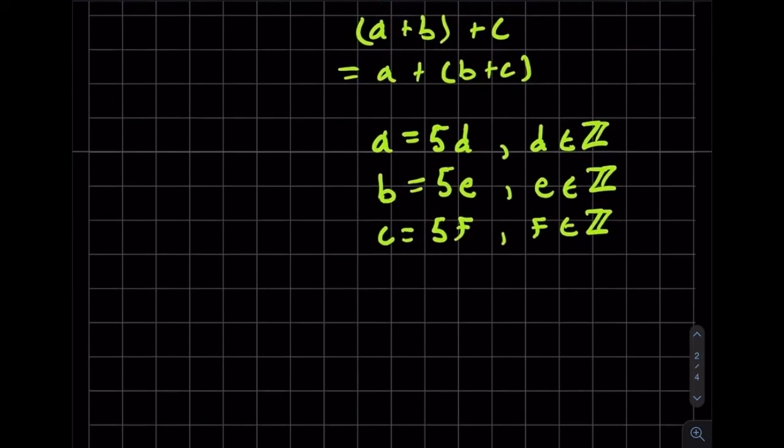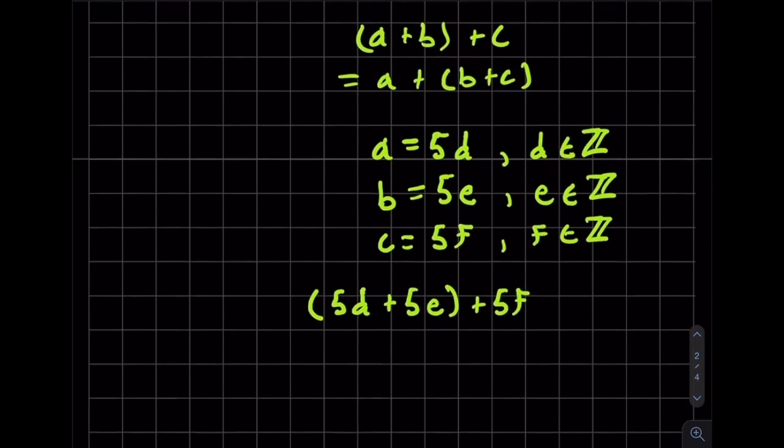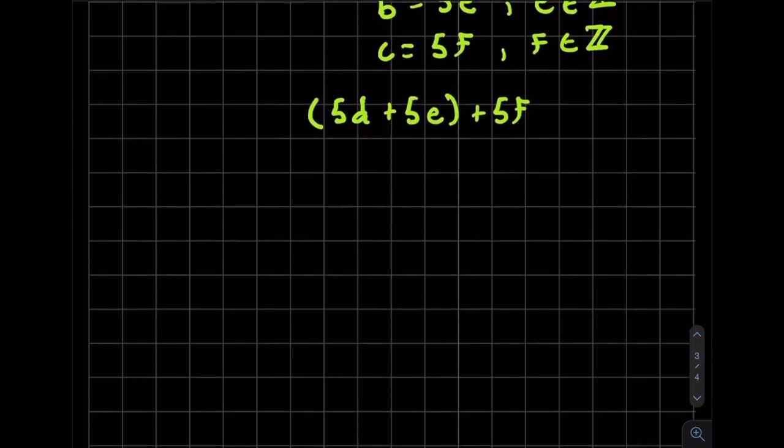Okay, so now we have that. Let's try to rewrite this here. We'll say 5D plus 5E plus 5F. And we need to show that these parentheses here won't matter, which way we're adding those. So let's go about that.